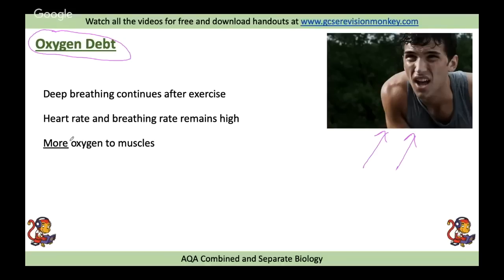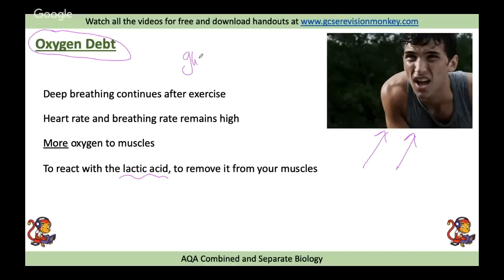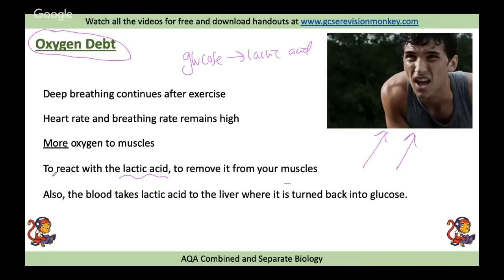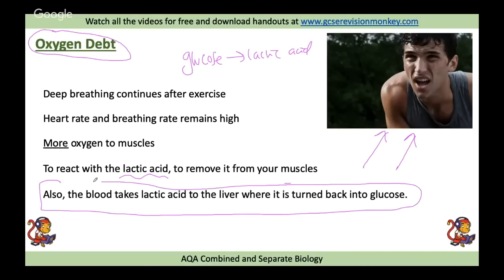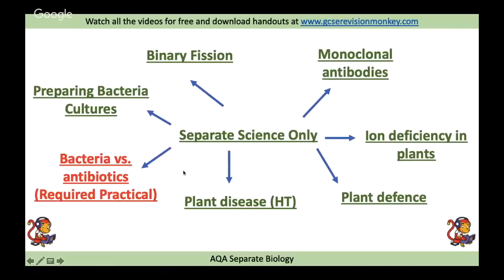You need more oxygen to the muscles to react with the lactic acid, because by then you would have done some anaerobic respiration, which, if you remember, is glucose into lactic acid, to remove it from your muscles. And the final bit is also the blood. So you need to keep the heart rate increased, because the blood will take lactic acid to the liver and turn it back into glucose. So after exercise, this is a really key thing, could be your longer answer question in your higher tier exam. And we'll move on to separate science.